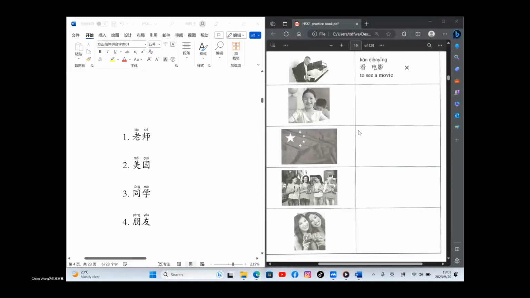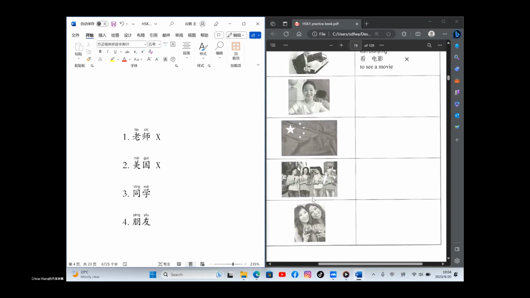The first one, 老师. This young girl is obviously a 学生, she is a student, she is not a teacher, so it's wrong. Second, 美国. The picture here is our Chinese national flag, so 美国 America is wrong.